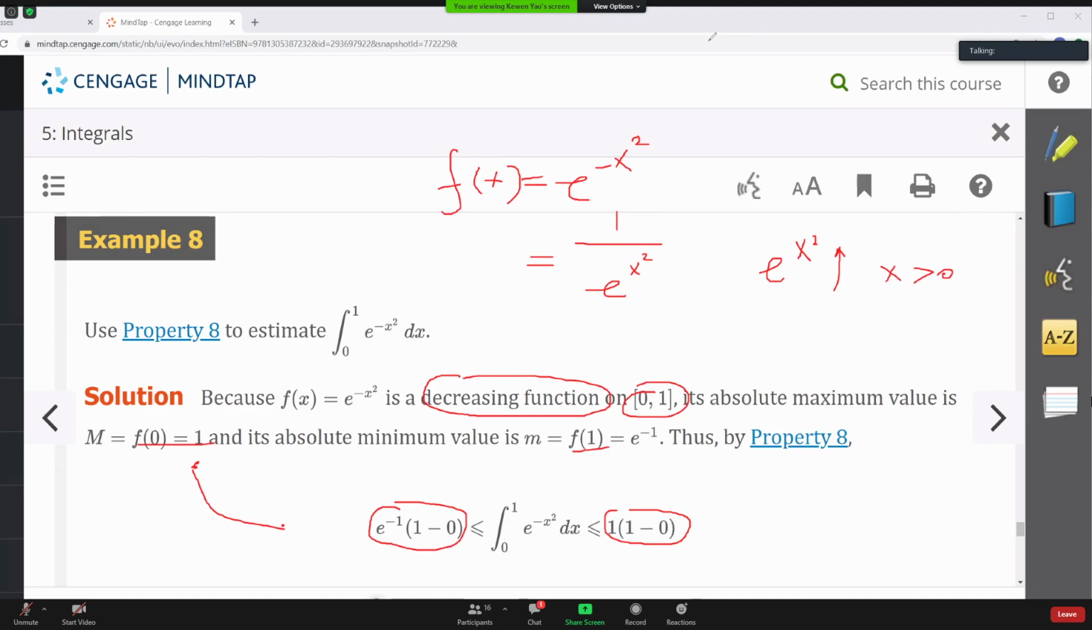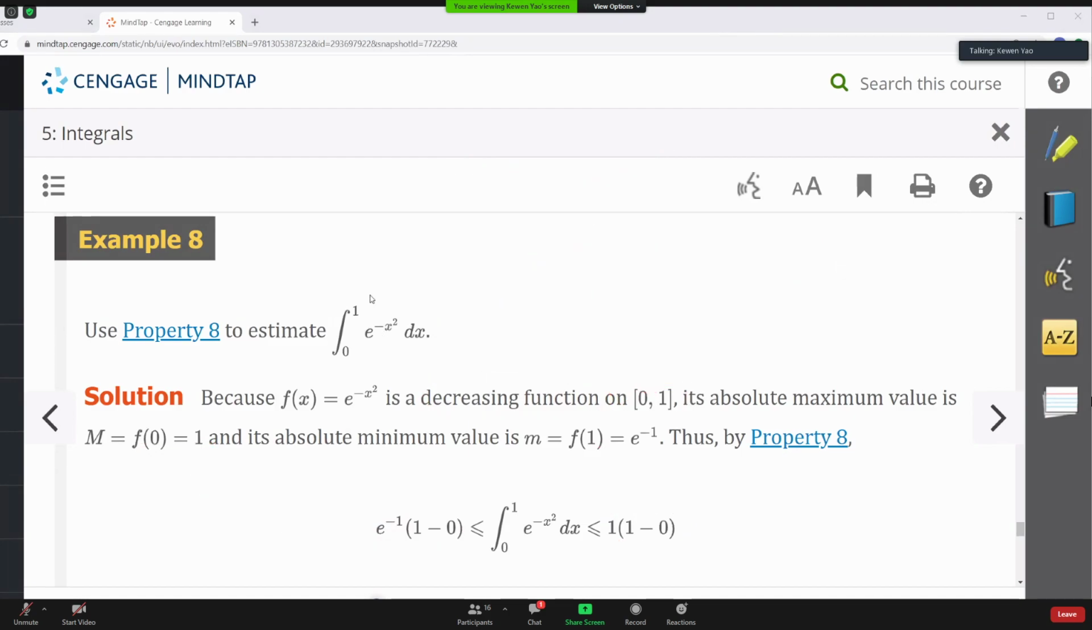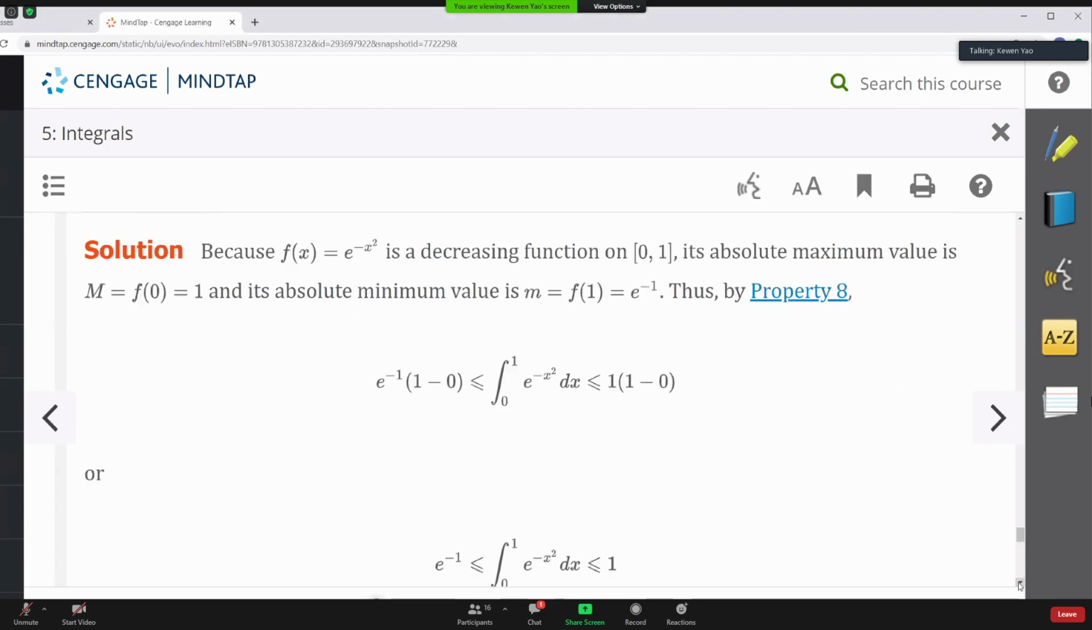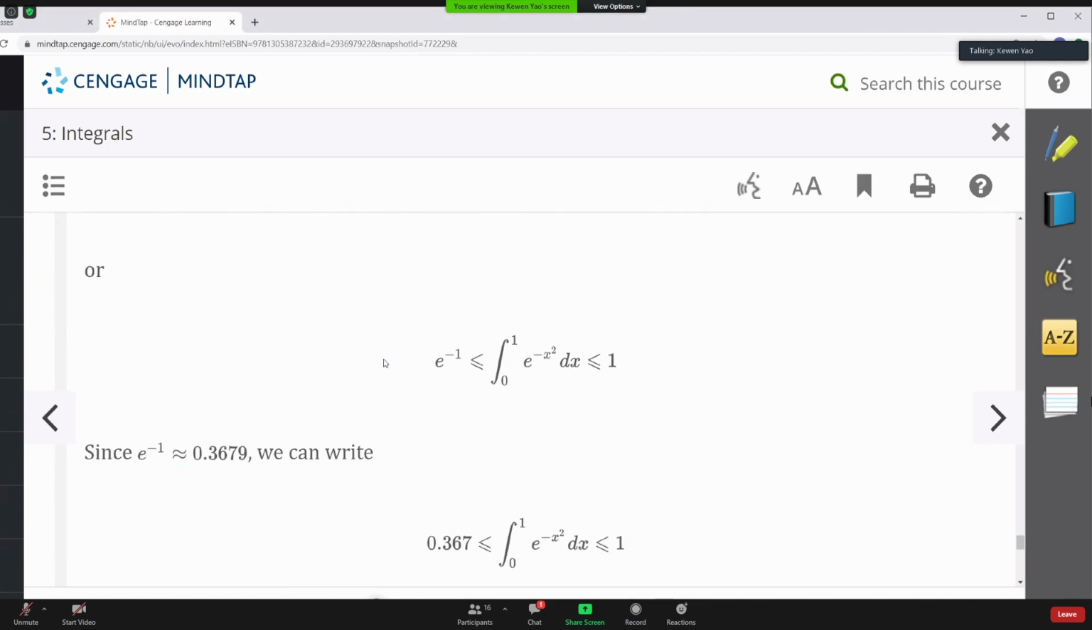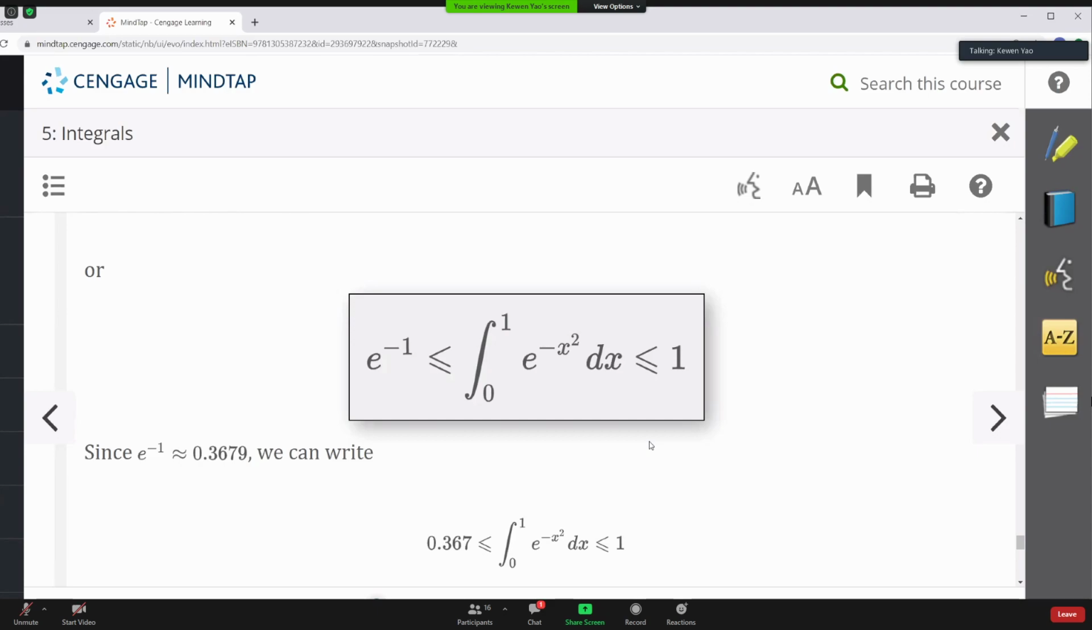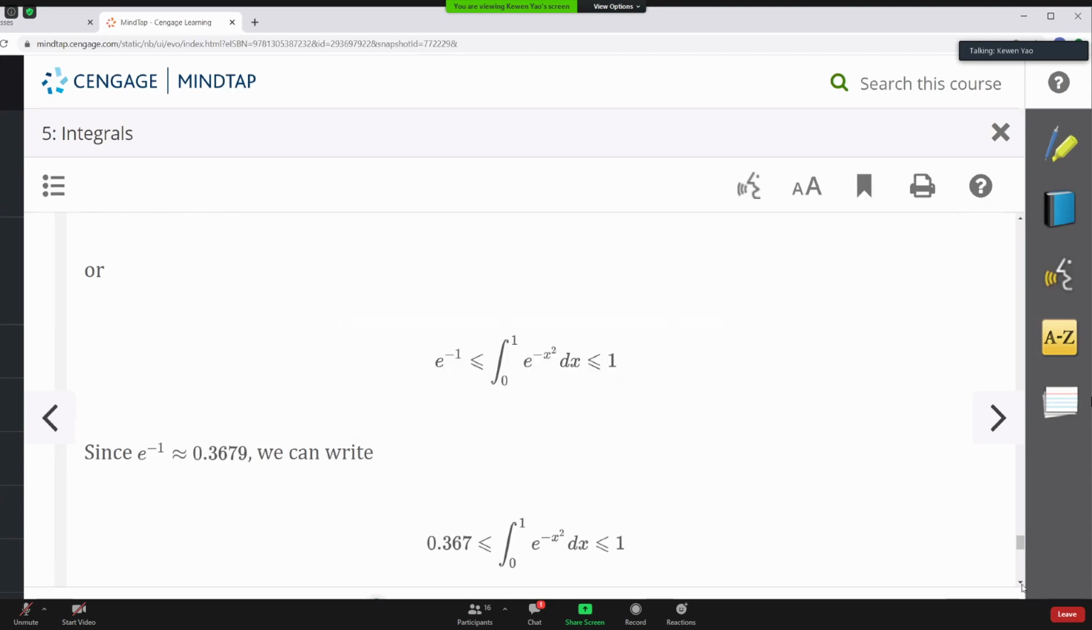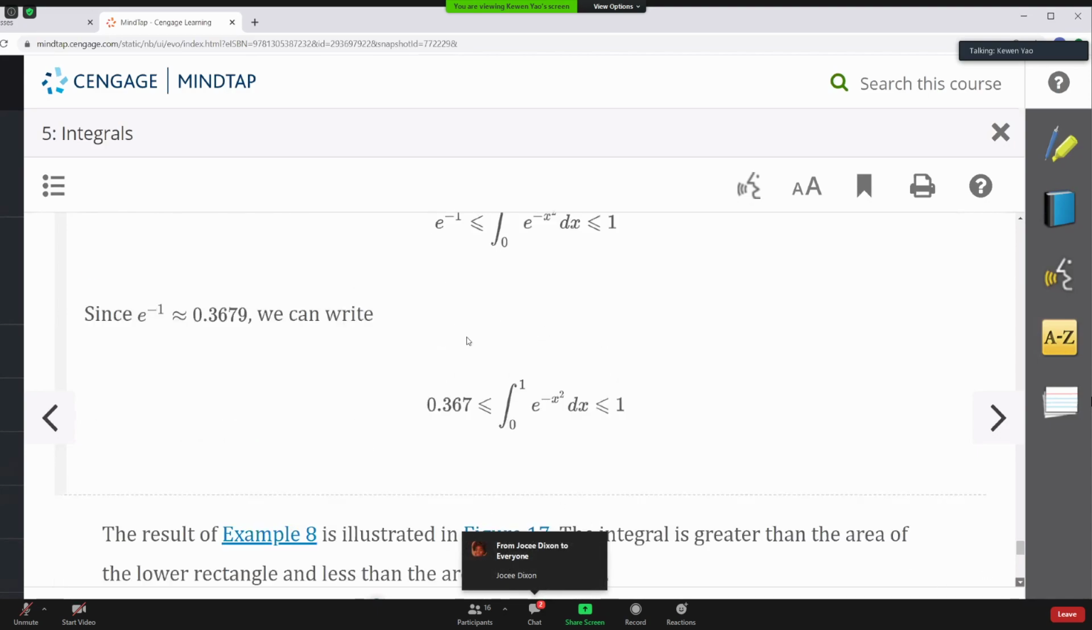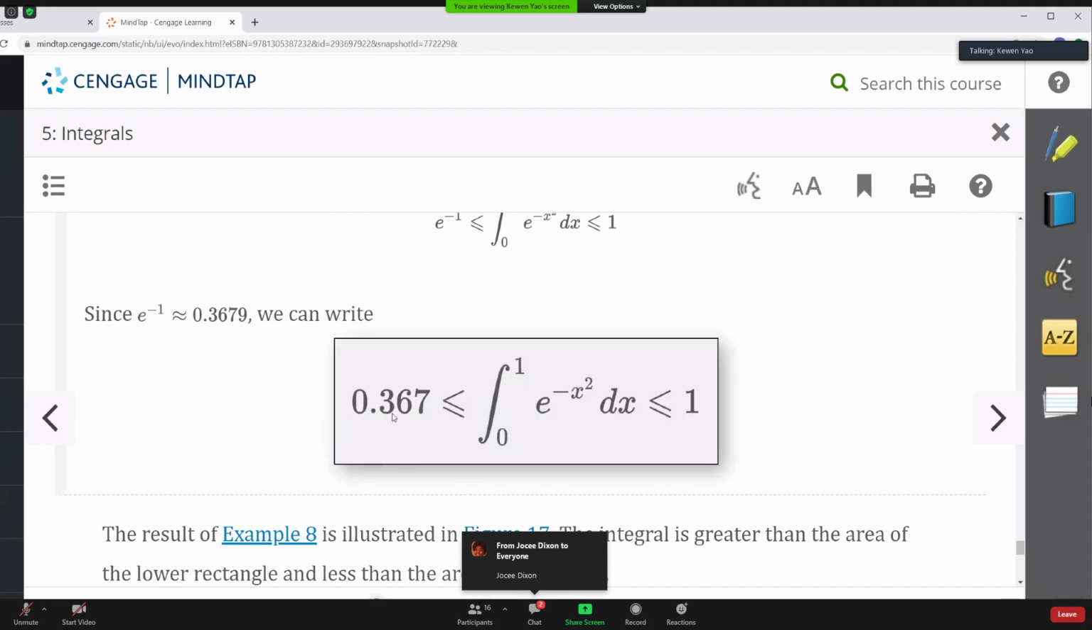So we can estimate. Even though we don't know the exact answer, we can estimate that this integral is between the two numbers, e to the power negative 1 and 1. You can use a calculator to approximate. Even though we don't know the exact value, we know that this integral is between the two numbers by using property number 8.